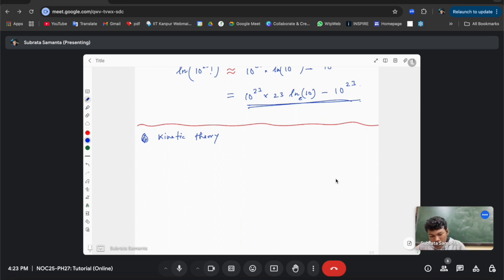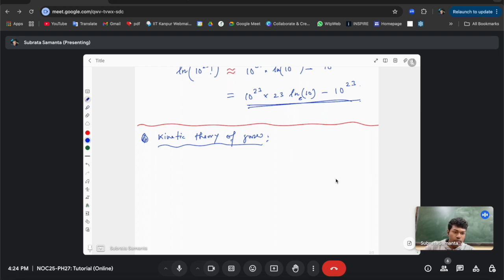So, the kinetic theory of gases. What is the basic motivation of the kinetic theory of gases? What does this theory actually mean? What does this theory actually tell you? The kinetic theory of gases is basically the determination of the properties of gases. I want to determine the properties of gases, and that's why I use this theory.